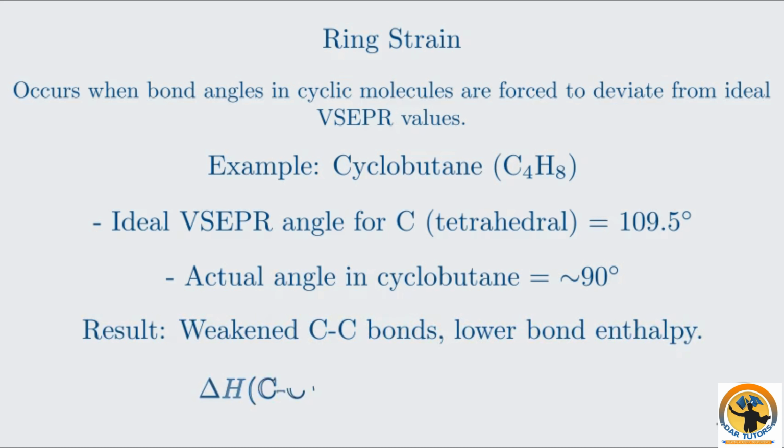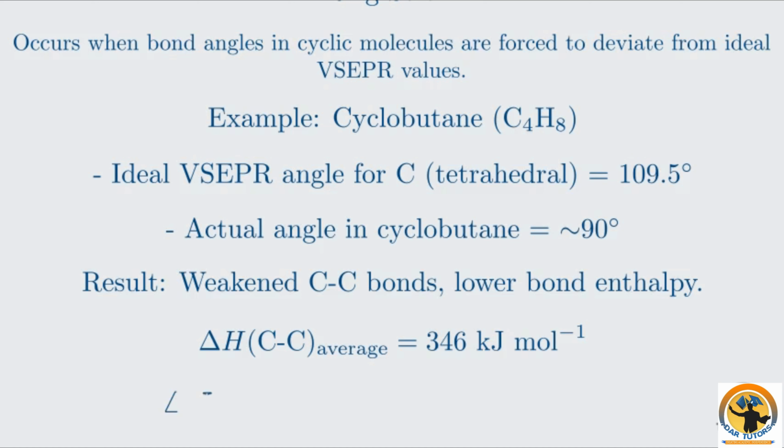Indeed, a typical C-C single bond has an average enthalpy of 346 kJ per mole. But in cyclobutane, the bond enthalpy of the C-C bonds is only 272 kJ per mole, significantly lower due to the ring strain. This is a real-world example of how context affects bond strength.